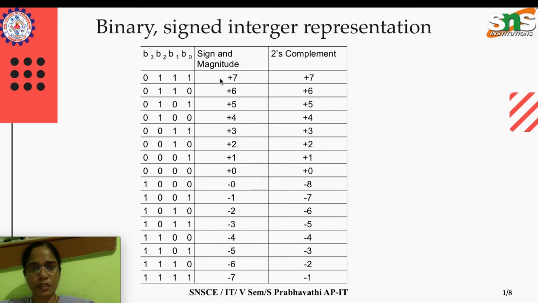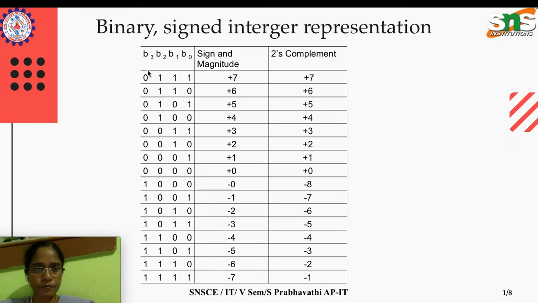Take a look at this. If the 4-bit number is 0 1 1 1, this is plus 7, and 0 1 1 0 is plus 6. Likewise it goes on, and 0 0 0 0 means plus 0. The leftmost bit we call the most significant bit, MSB, and the rightmost we call the LSB, least significant bit. In signed numbers, the most significant bit is used to represent either positive or negative.